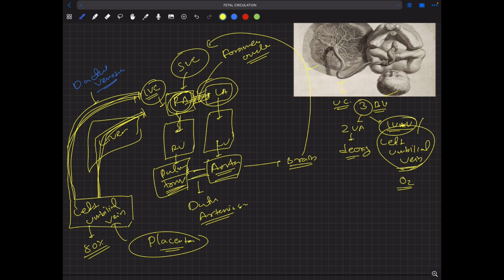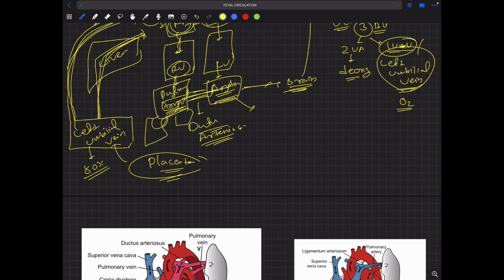Now the blood from the right ventricle goes to the pulmonary trunk, and from the pulmonary trunk it leads to the lungs. But in the fetus, the resistance in the blood vessels of the lung is very high, so the blood can't go to the lungs, so it is redirected to the aorta through the ductus arteriosus. From the aorta, the blood again supplies the brain, and it also goes to the common iliac arteries.